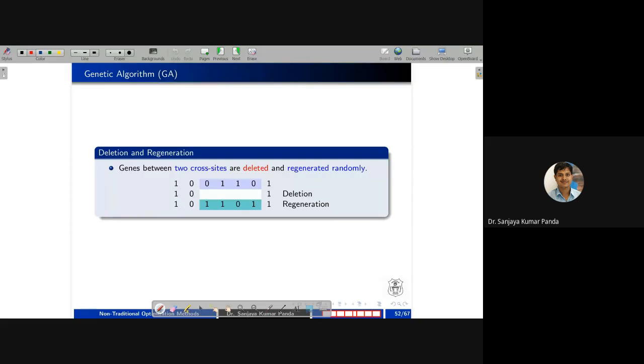Similarly, there is another process called deletion followed by regeneration. I have deleted all the bits from these 2 cross sites and I have regenerated them. I have not followed the previous values or whatever values come after, but I have simply deleted them and regenerated them with new values.